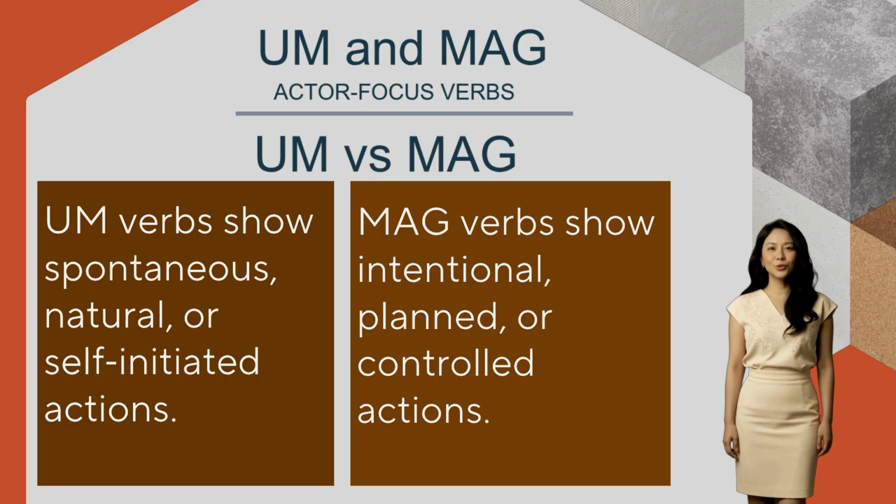Now, even though -um and mag- verbs are both actor-focused, meaning the doer of the action is the focus of the sentence, they are actually different in how they feel and how we use them. So you can see here the comparison. -Um verbs show actions that are spontaneous, natural, or self-initiated, something that just happens or flows naturally. While mag- verbs, on the other hand, show actions that are intentional, planned, or controlled, something you decide to do.